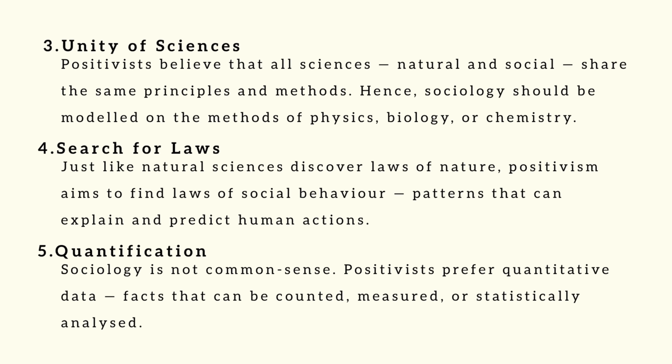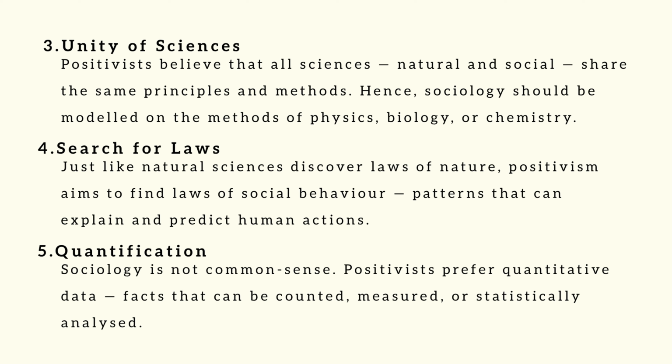One of the main ideas of positivism is that all sciences are fundamentally the same, whether we talk about physics, chemistry, biology, or sociology. This view is called the unity of sciences, meaning there is no basic difference between natural sciences and social sciences. Both can achieve objective, verifiable knowledge through observation and reasoning. So, sociology, according to positivists, should be modeled on natural sciences to make it more rigorous, systematic, and scientific.